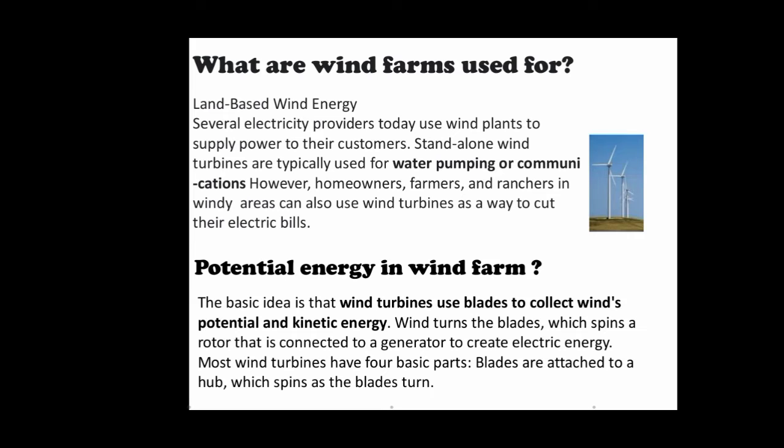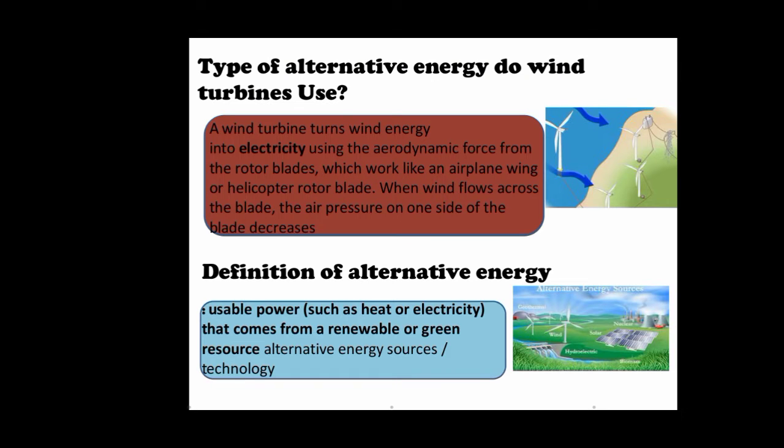So what is the potential energy in a wind farm? The basic idea is that the wind turbine uses blades to collect the wind's kinetic energy. Wind turbine blades spin a motor that is connected to a generator to create electrical energy. Most wind turbines have four basic parts. Blades are attached to a hub, which spins the blades to turn.